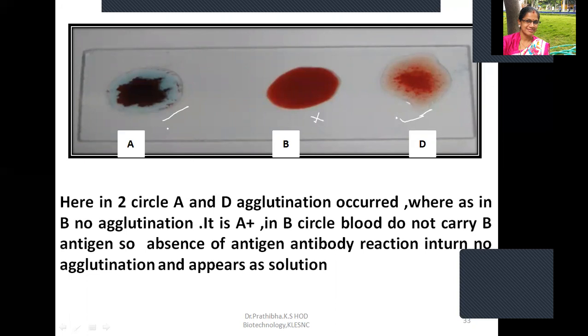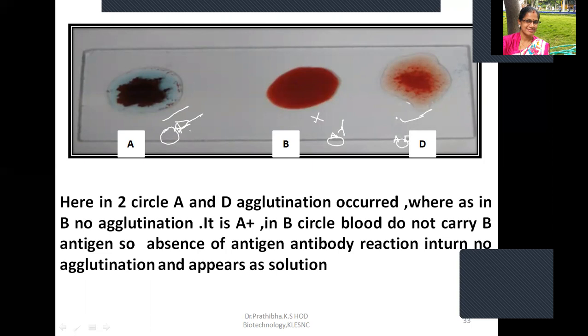The A means there is presence of A antigen on the cell surface. After treatment with anti-sera A, agglutination has occurred between the antigen and the antibody. Whereas in this blood sample, there is the presence of A antigen, but there is an absence of B antigen. So after treatment with anti-sera B, there is no agglutination, and it will be a clear solution. On the cell surface, the presence of A antigen was already proved in the first circle. B antigen is not there, so there is no agglutination.